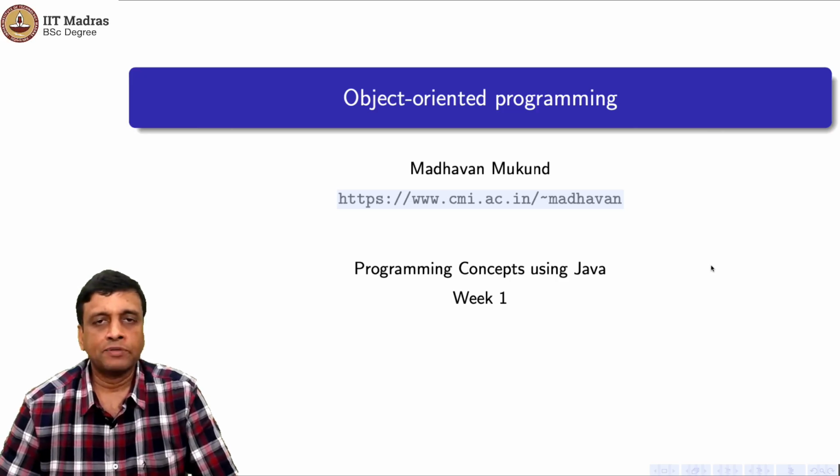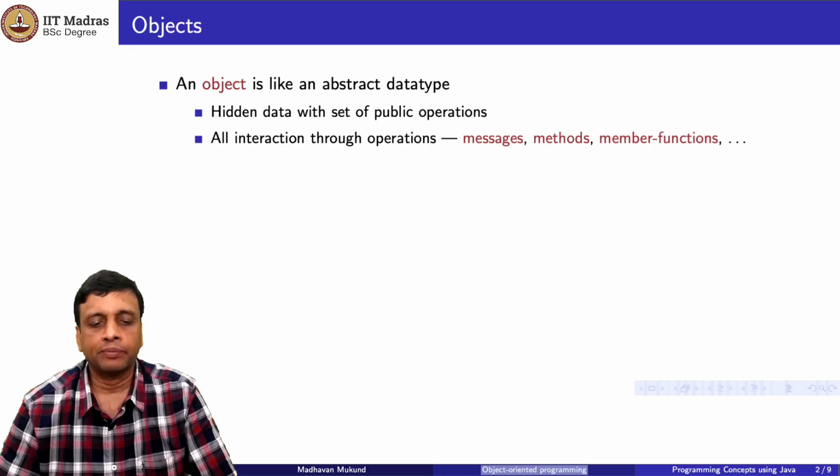So having seen what an abstract data type is, let's try to see how object-oriented programming, which is the main focus of this course, relates to the notion of an abstract data type. So an object is essentially the same thing as an abstract data type in the sense that it has some hidden internal data along with a set of public operations.